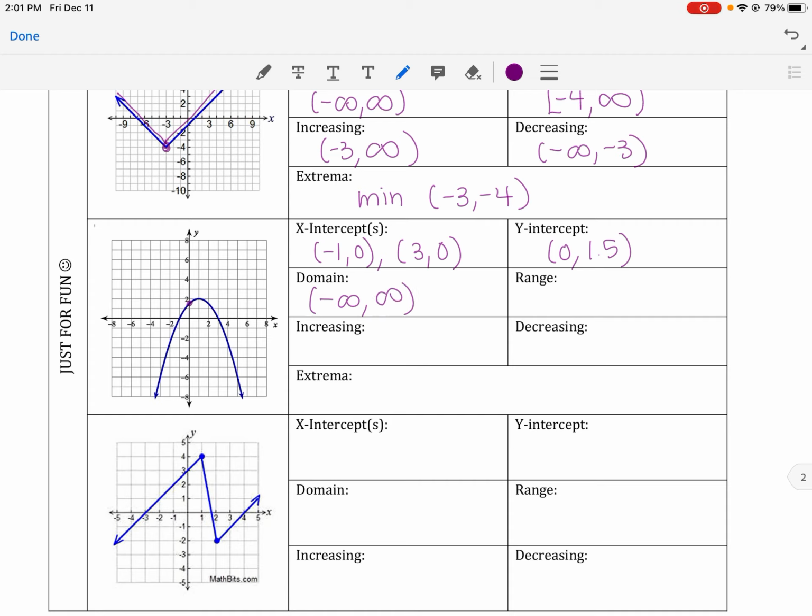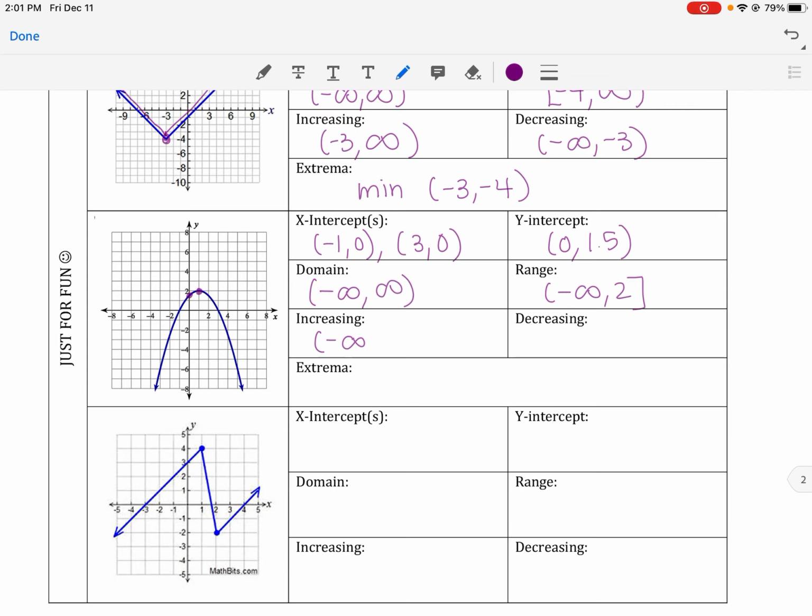Our range is limited, though. We said it goes all the way down, it does not go all the way up, right? The highest point has a y value of 2, so -infinity to 2. Okay, it is increasing from -infinity to, so you want to say where it's going up. From left to right, it's going up, up, up until that vertex, which is at an x value of 1. And then starting there, it goes down all the way to the right, so 1 to infinity. Your extrema is a max, and it is at the point (1, 2).